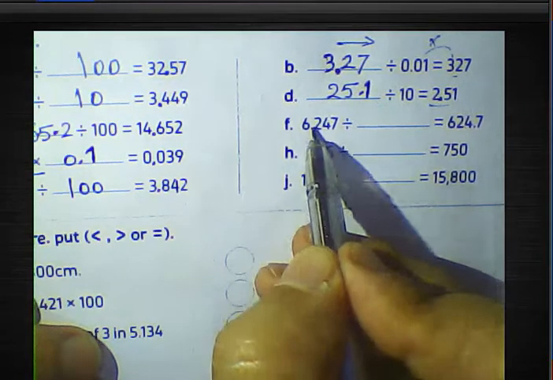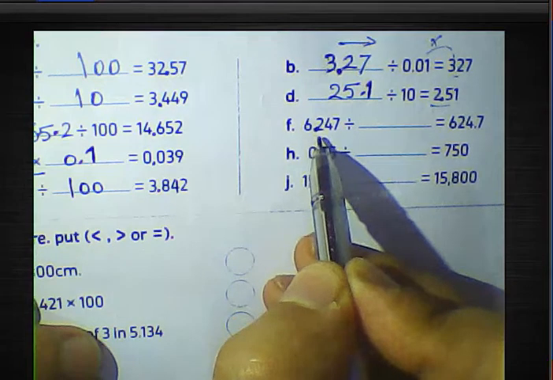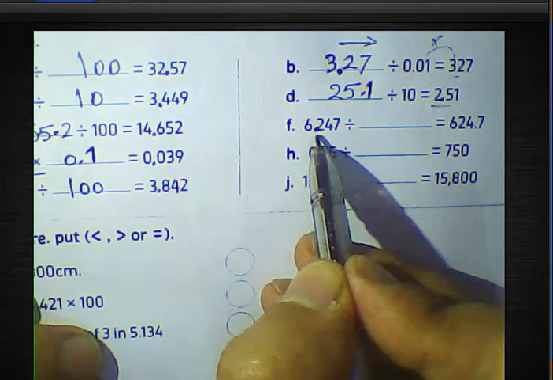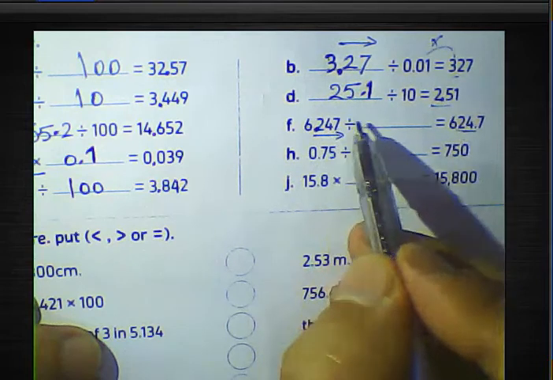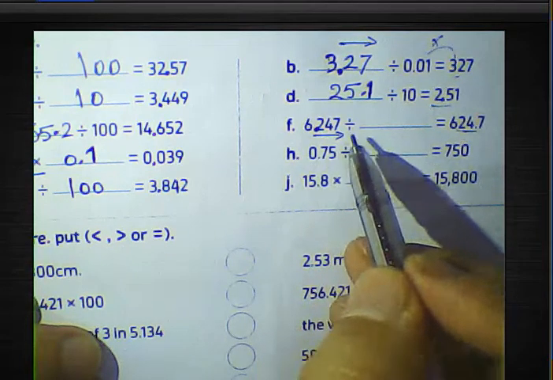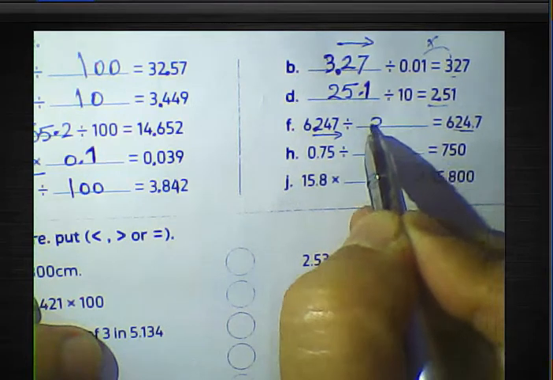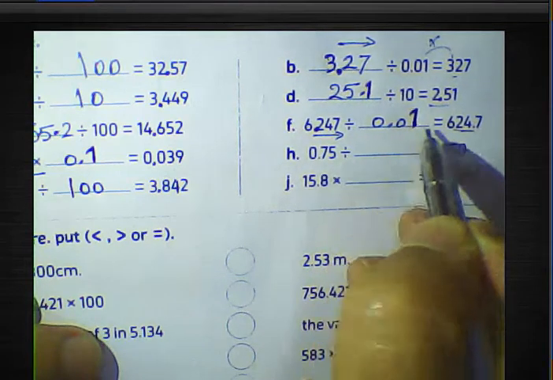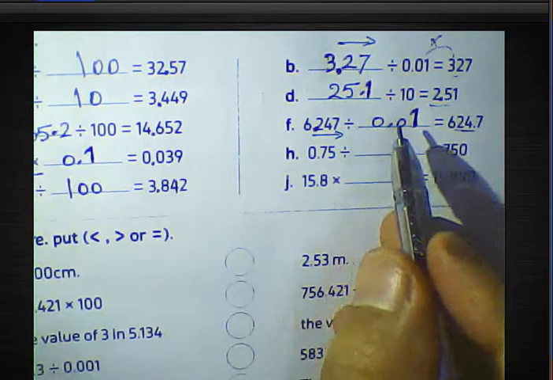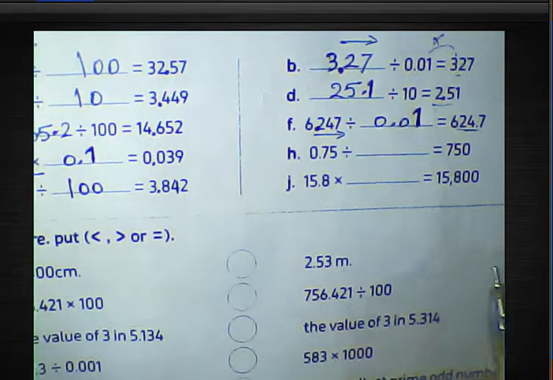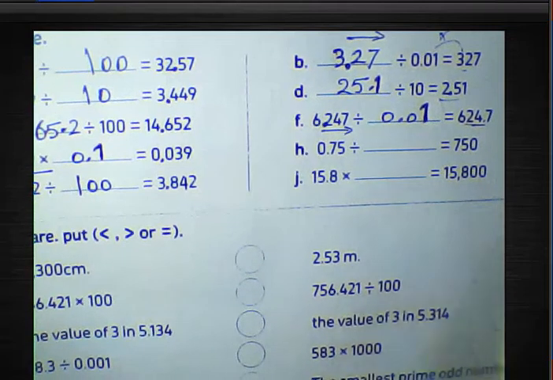And in this number, we know the point moved from left-hand side to right-hand side by two digits. So we must multiply by 100, and you can divide it by what? 100ths. Multiplying by 100 means dividing by 100ths. Yes, it's equal.